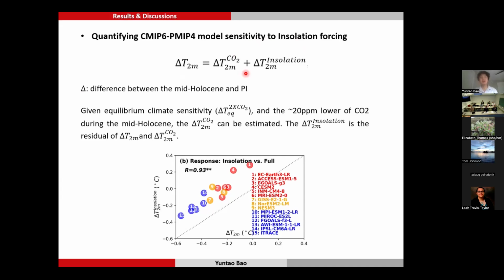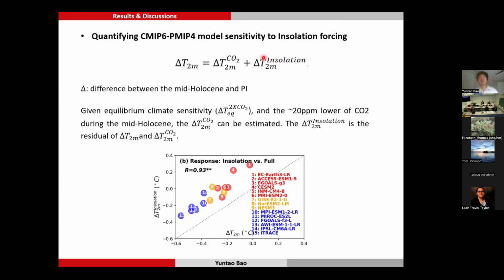So far, we have done a lot of work on model sensitivity to greenhouse gas forcing, right? We know a term called equilibrium climate sensitivity, which is the global mean temperature response to doubled CO2 forcing on the basis of pre-industrial. For this one we have a lot of work, but so far we haven't done much on model sensitivities to insolation forcings.